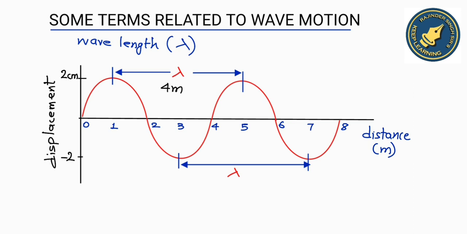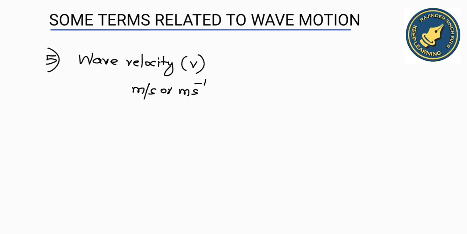In this case also let us check. 7 minus 3, that is 4 meters. Or distance traveled by one wave. What is the meaning of one wave? One wave means one crest plus one trough. I'll shade and show you. Have a look carefully. This is one wave. So how much distance has it traveled? 4. Hence the wavelength is 4 meters.